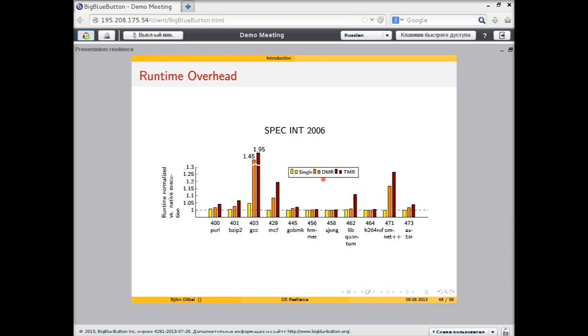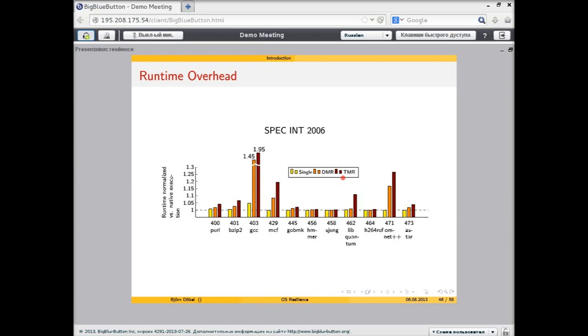And the last bar, the dark red one, is triple modular redundancy. And in triple modular redundancy mode, we're actually executing 3 replicas. Why are we doing this at all? So in double modular redundancy, we have 2 replicas, and if one of the replicas is broken, what we're going to see is a difference in the states between the first and the second replica, but we will not be able to tell which of the replicas has the error.